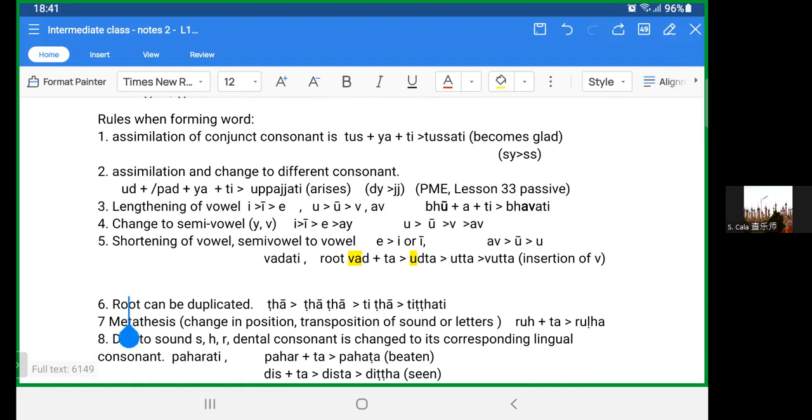Okay, there's another rule. The root can be duplicated. For example, the root ta becomes ta, ta. Then the first one changes, and you have tick, ta, tick. We learned this already in the first lesson: tick, ta, tick, he stands. So this rule is about the root being duplicated. In lesson number 1, you see this tick, ta, tick. Another one is utati, utitati. You have already come across this one.